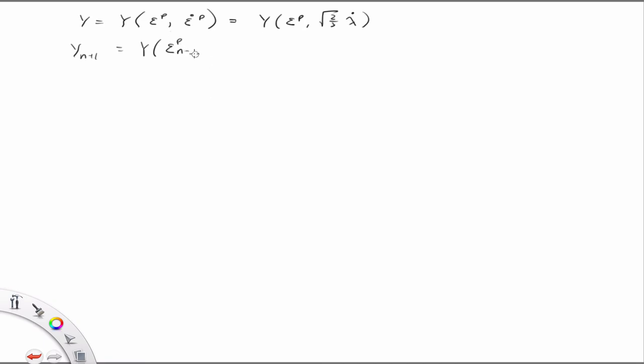We can choose this to be how we evaluate y. We can evaluate it based on the equivalent plastic strain accumulated up until the previous time step. Okay.